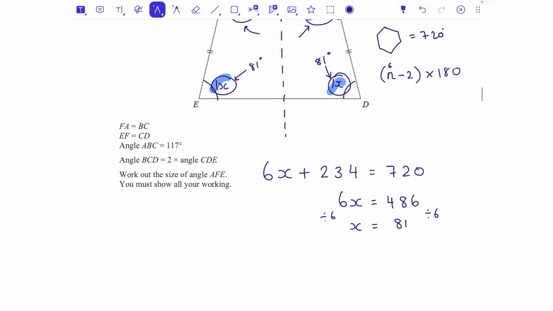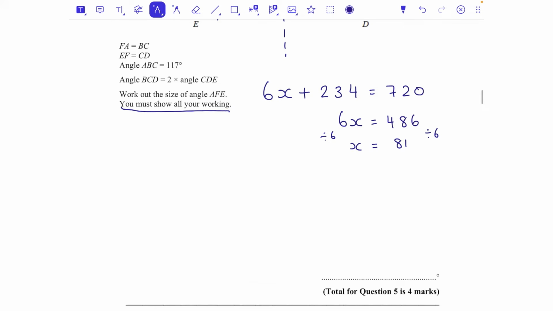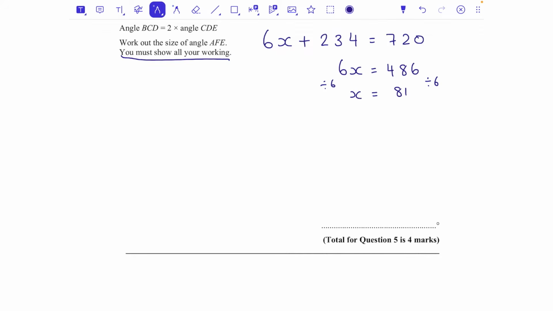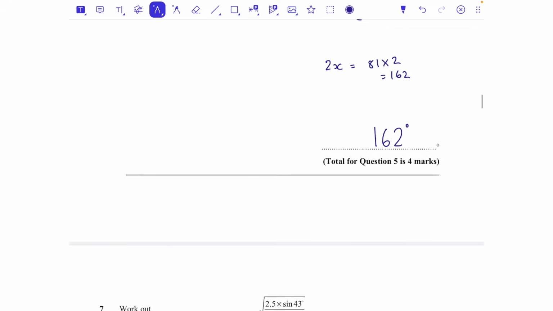We must show all our working, but there were no reasons that we needed to give there, so we're okay with just maths on that one. 162 degrees because we wanted 2x, so 81 times 2, and that was 162. Well done if you got that.